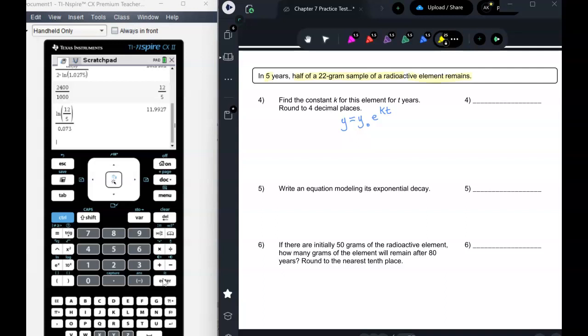Alright, so 5 years is t. What is 22? That's just saying we start with 22 grams. Wait, why do you do 1 half? Because it says half.